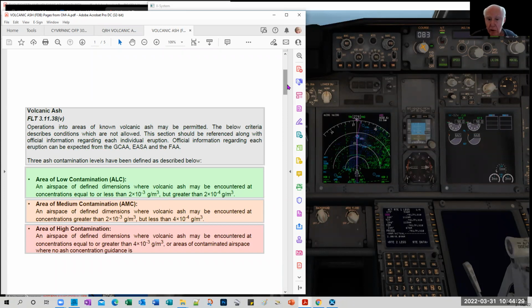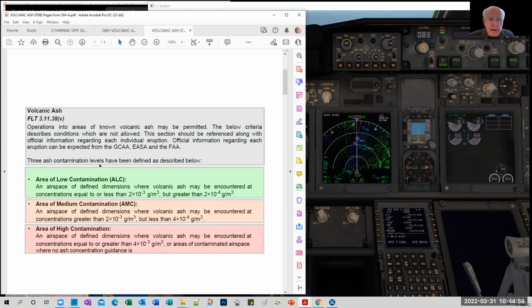Airlines have their own SOPs. What I'm going to cover here is just a brief look at one airline's operational procedures, which are excellent, really, and all airlines should really follow this airline's example. An explanation of volcanic ash, and we've already looked at that.